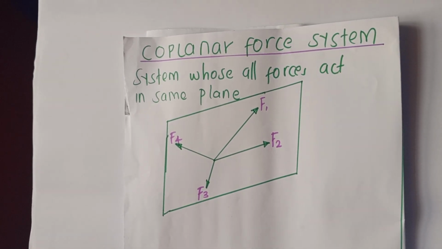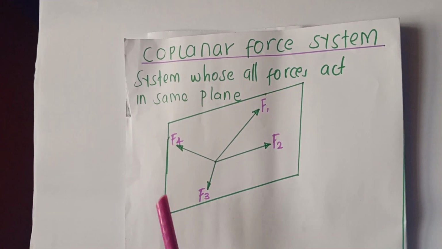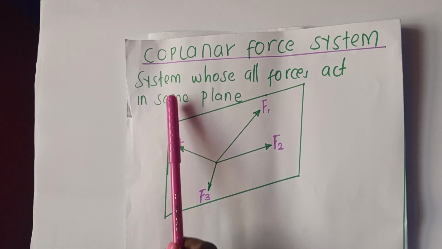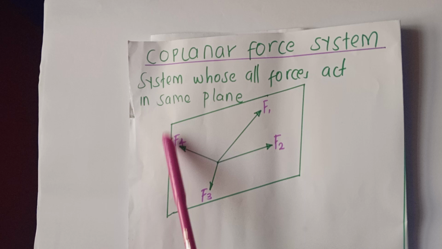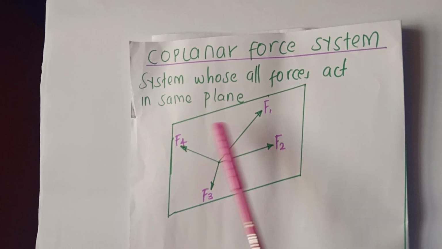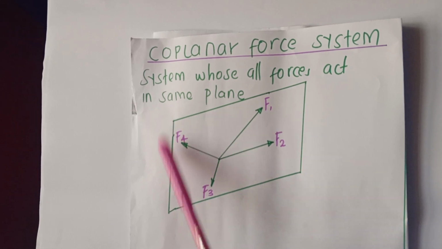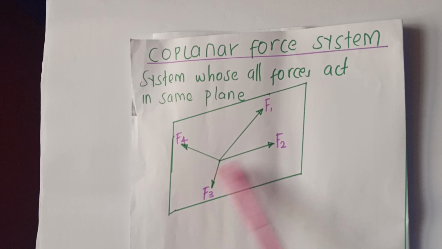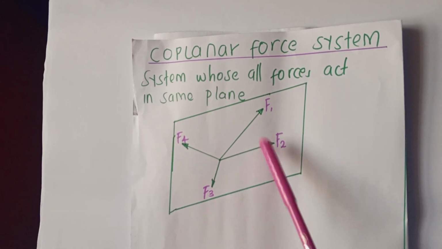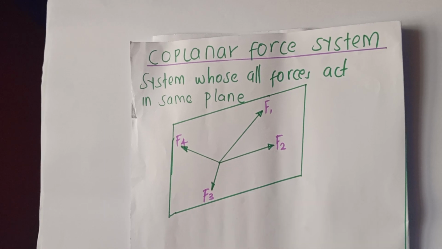Force system number 1 on our screen is a coplanar force system. A coplanar force system is a system whose forces all act in the same plane. So if this is our plane, with our x and our y, and we have forces 1, 2, 3, and 4 in that same plane, this type of system is what we call a coplanar force system.